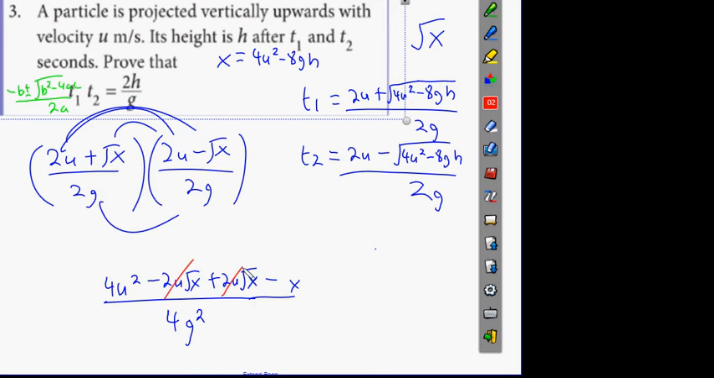And what is x? X is minus bracket 4u squared minus 8gh. Now look what happens here. The 4u squareds cancel. Minus minus 8gh is plus 8gh all over 4g squared. And then the 4 cancels with that, and we get 2h all over g. Done. It's very complicated, okay?